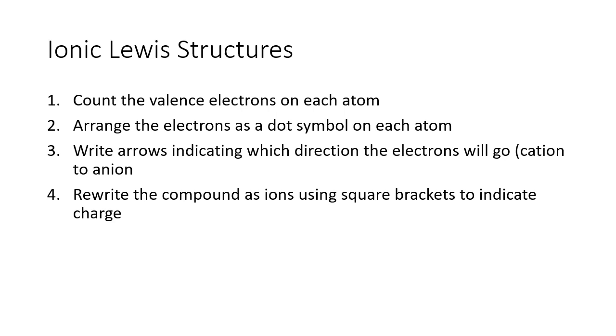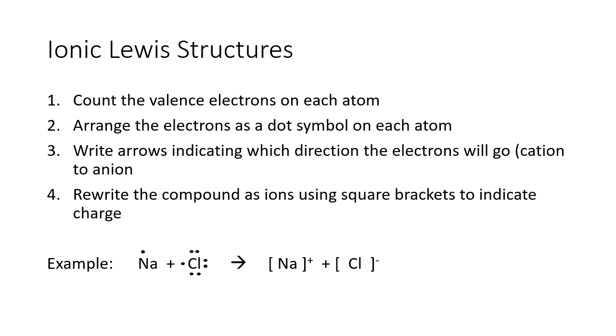So you put a square bracket, and then in the top right corner you indicate the charge on the element. So let's try sodium chloride. Sodium is an alkali metal, so it has 1 valence electron. It's going to end up being +1. And chlorine has 7 valence electrons. So we go ahead and we put those around.